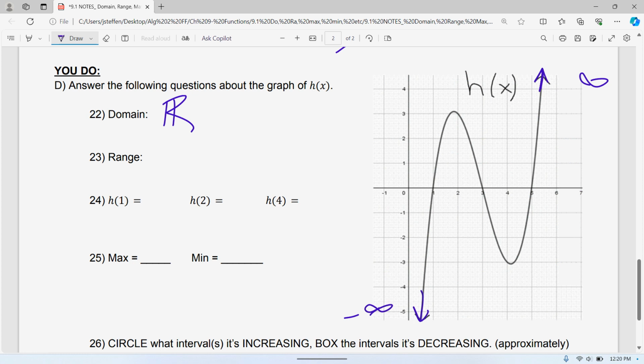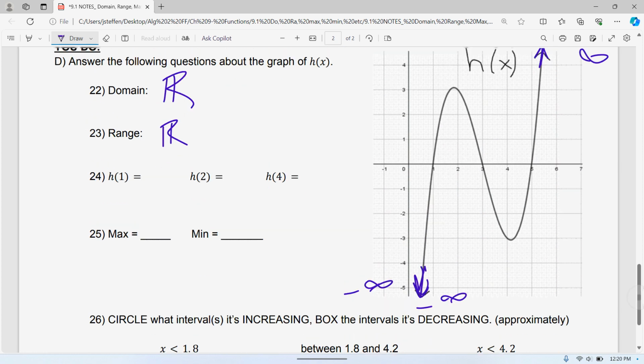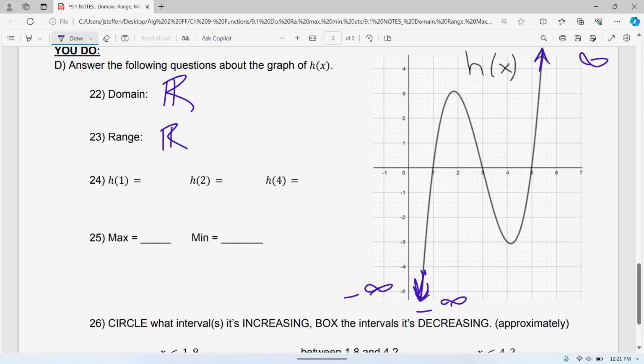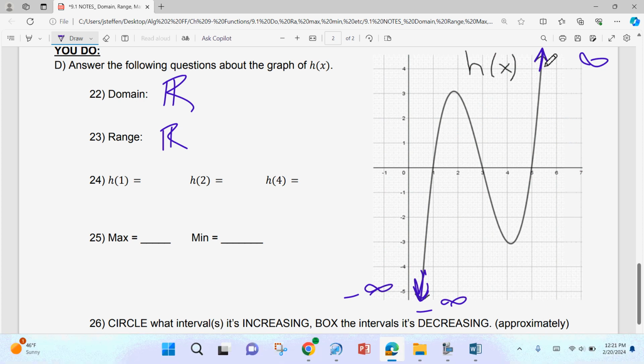However, with this one, the range is also all real numbers, and I think this is more obvious. It starts down here, going down from negative infinity. Over here, it's going up to positive infinity, so your range is also all real numbers. Other than that, the other ones you should be able to answer on your own. I'll put the answers up here in a second.